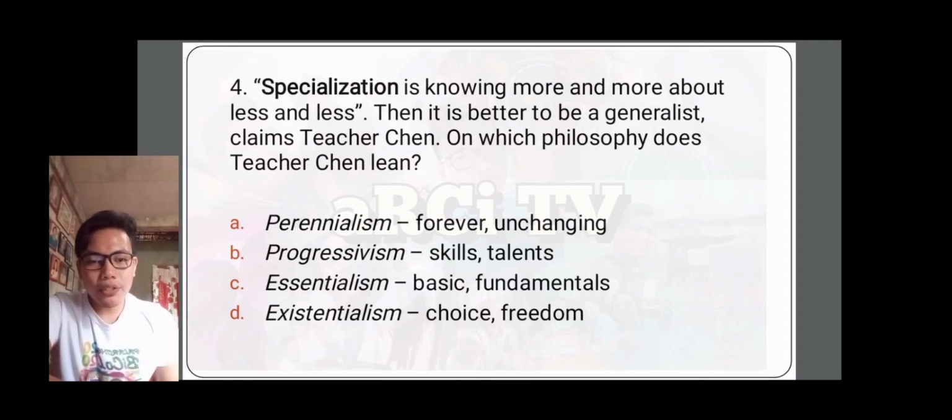Ano po? So letter D, existentialism. Ano yung ating existentialism? It's about choice. It's about freedom. Di po ba? Letter C, essentialism. It's about basic fundamentals, the importance, the 3 R's, etc. Ano po? And also letter B, progressivism. It's about skills and talents. And letter A, perennialism. It's about forever, unchanging, constant, yada yada yada. Ano po? Now, what is the connection between the keyword to our options? Saan po mas connected yung keyword nating specialization? And also knowing more and more about less and less.